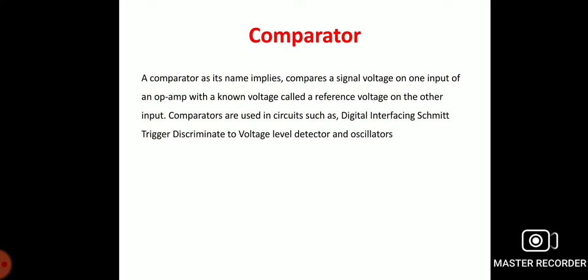A comparator, as its name implies, compares a signal voltage on one input of an op amp with a known voltage called a reference voltage on the other input. Comparators are used in circuits such as digital interfacing, Schmitt trigger, discriminator, voltage level detector and oscillator.